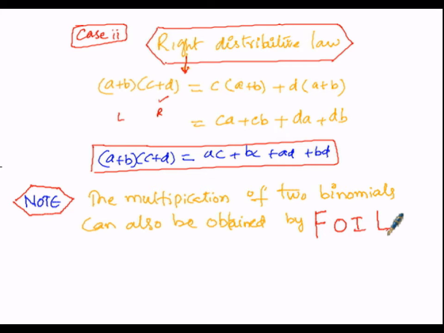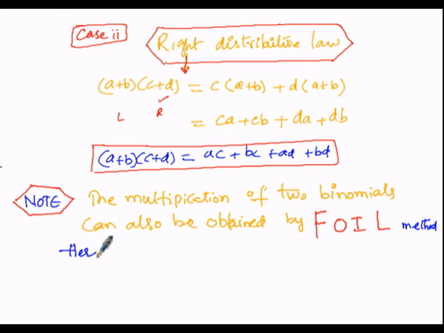So here FOIL gives: F gives the first terms, O gives us the outer terms, I gives us the inner terms, and L gives us the last terms. So in the FOIL method, we have to multiply the two binomials, one as a plus b and the other as c plus d.